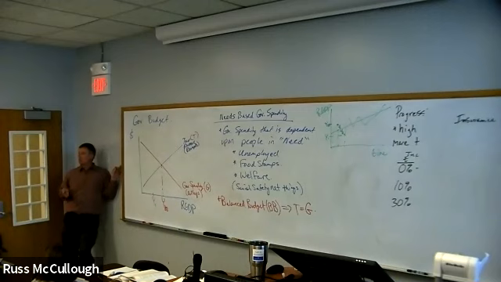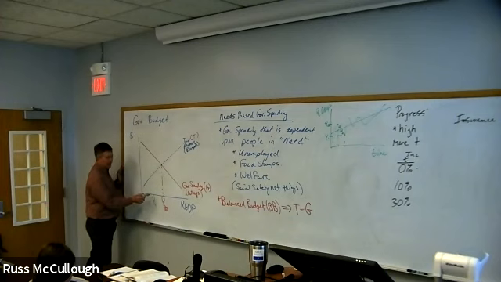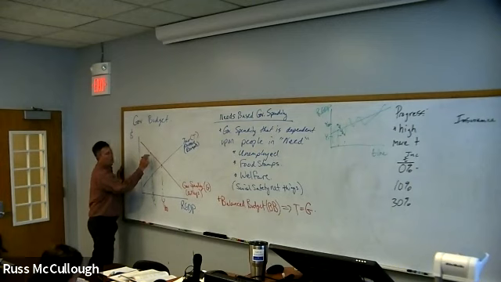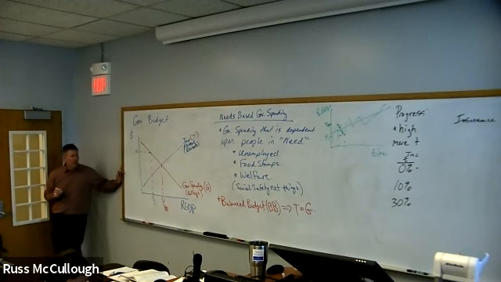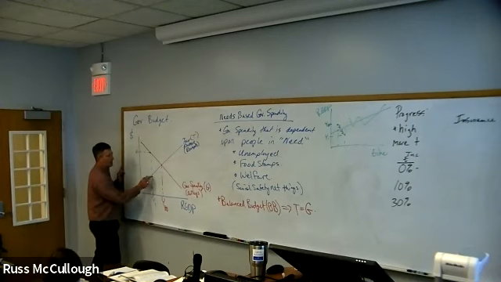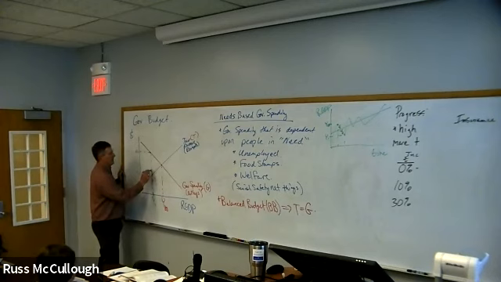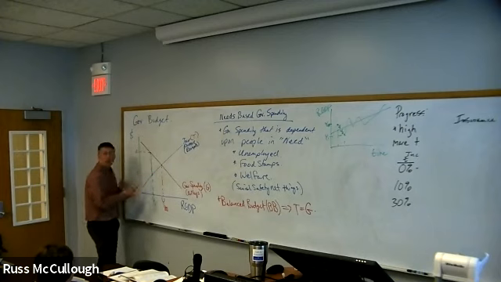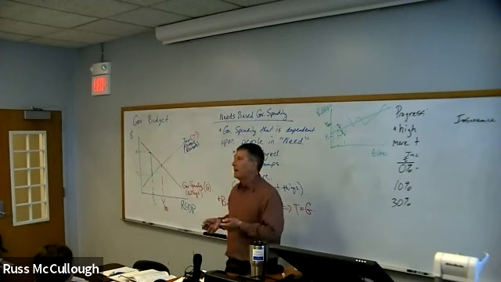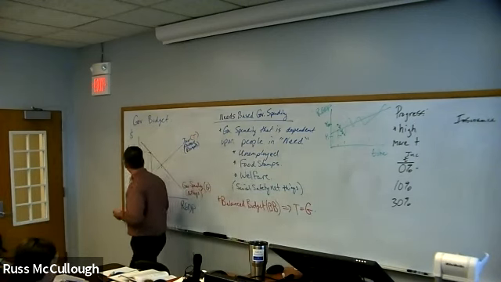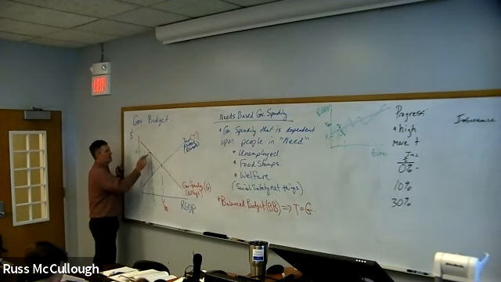What's going to happen now in terms of the government's budget? They're going to spend more or less money? More. They're going to spend more money. We go up to the government spending function, and there's G1. And then what about taxes? They're going to be less because there's less income, right? So less money to be taxed. So taxes are over here at T1. And so what's that vertical height? That's the deficit, right? Government spending is greater than our tax revenue. And so this is called our deficit.